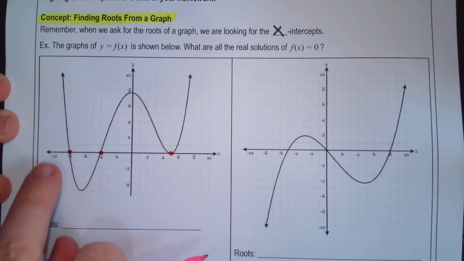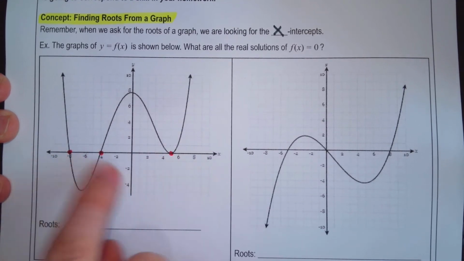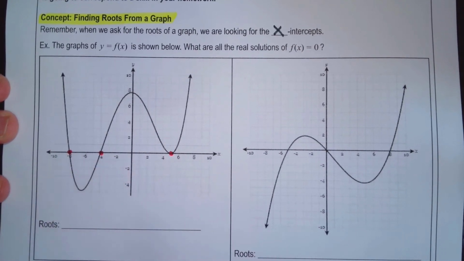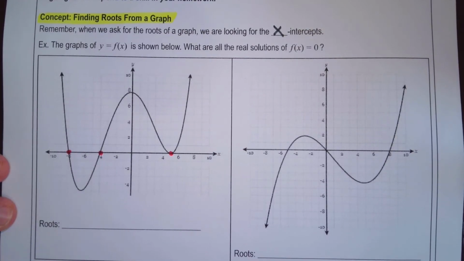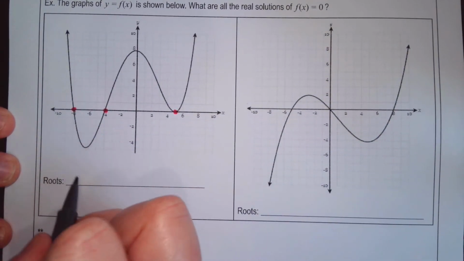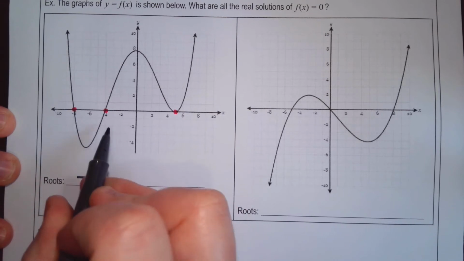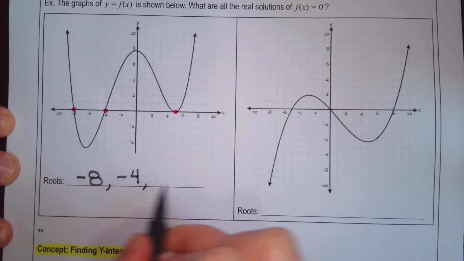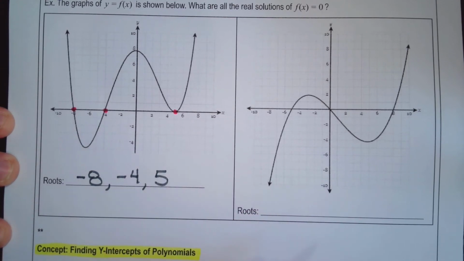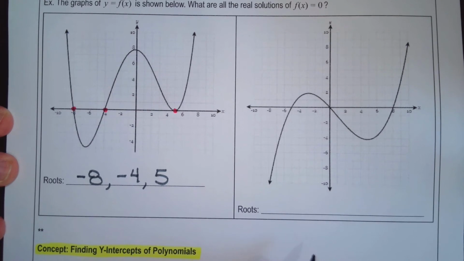So this first graph, we have 3 points that either touch or cross the x-axis. Those are our intercepts, meaning those are our roots. So now we're going to actually identify them. So this first one is at -8. This second one is at -4. And we have our third one at 5. So that's all we're doing. We're just listing the x-intercepts.